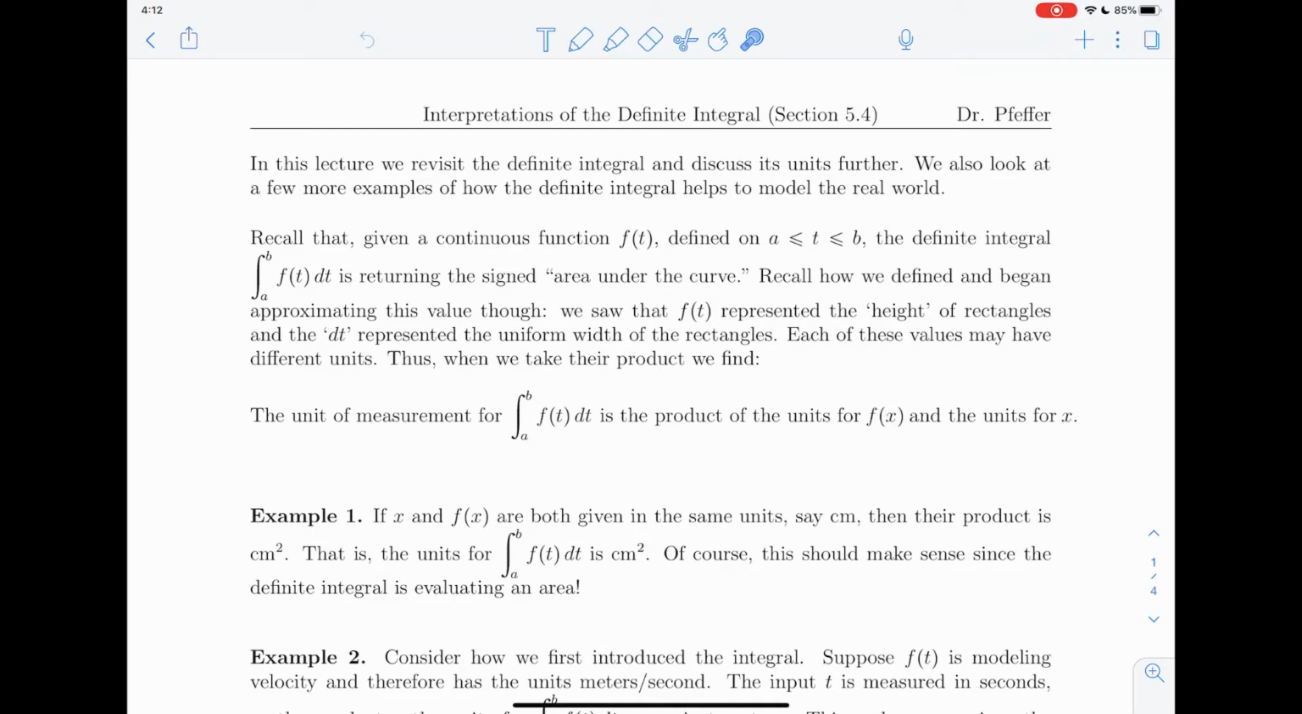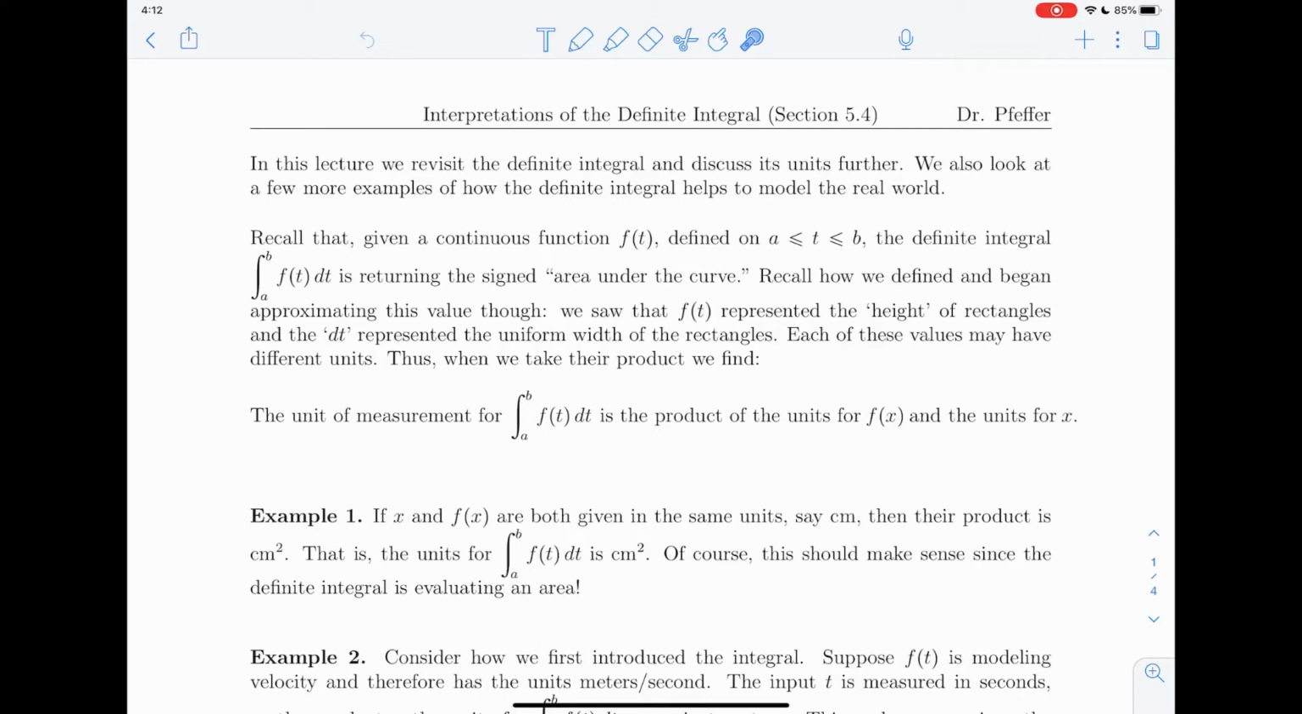We saw that this f of t sitting inside of this integral was representing the height of the rectangles in question, and then the dt was somehow representing the uniform width of the rectangles that we approximated the area with. Of course, the f of t is some sort of an output of a function. The dt is a change in input, so the input and the output of this function f are going to have units if you're dealing with a real-world problem.